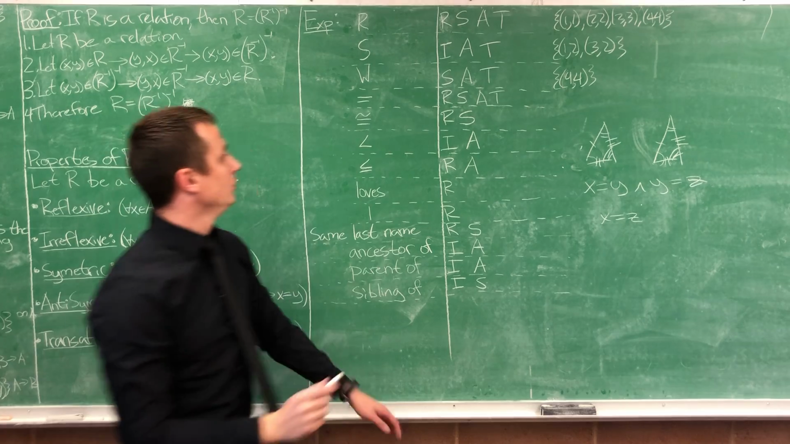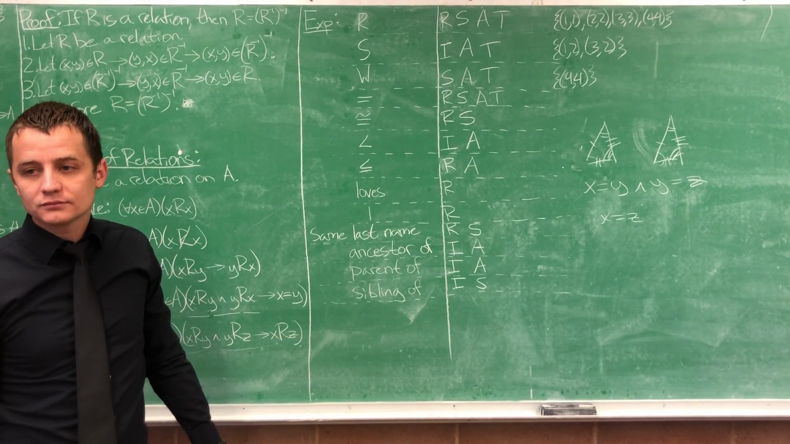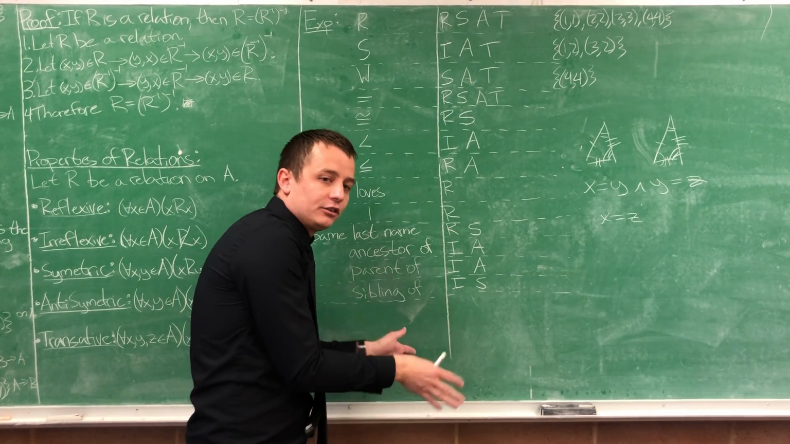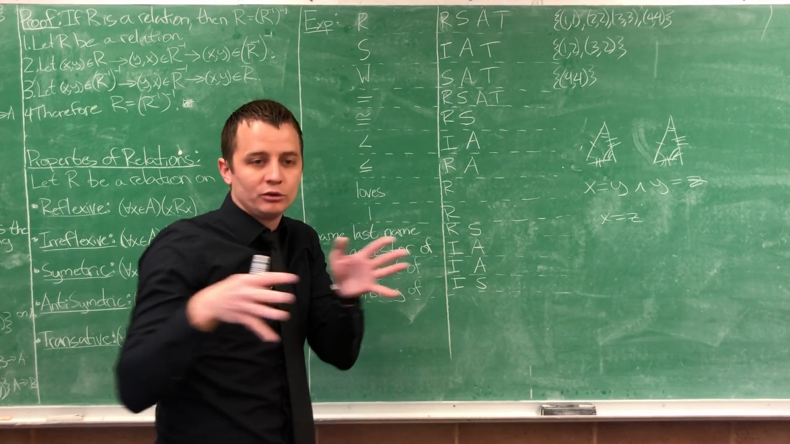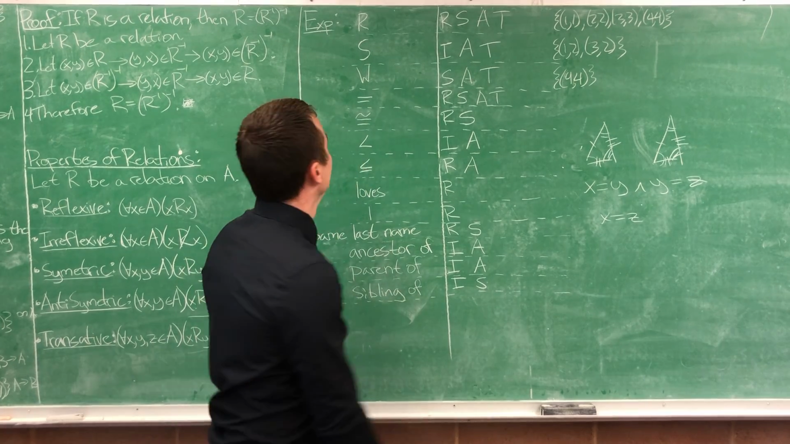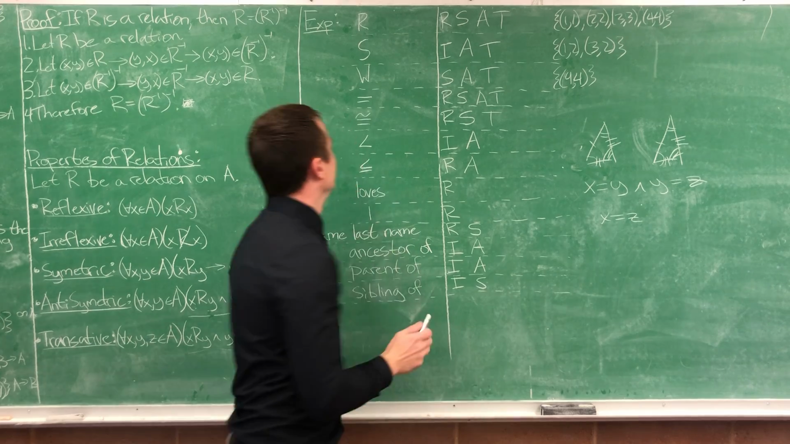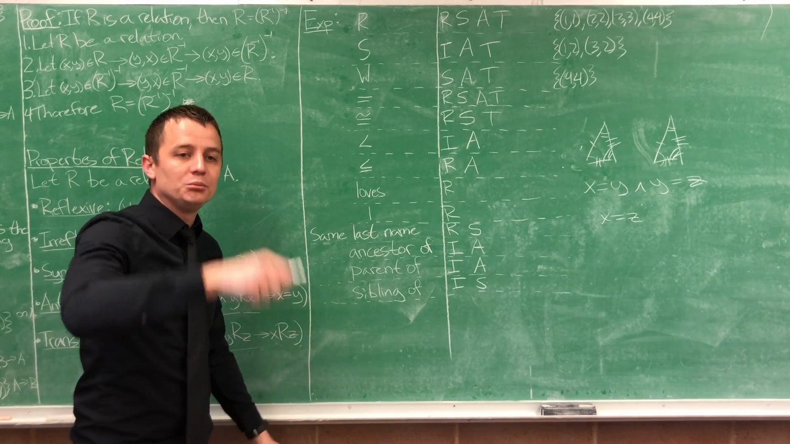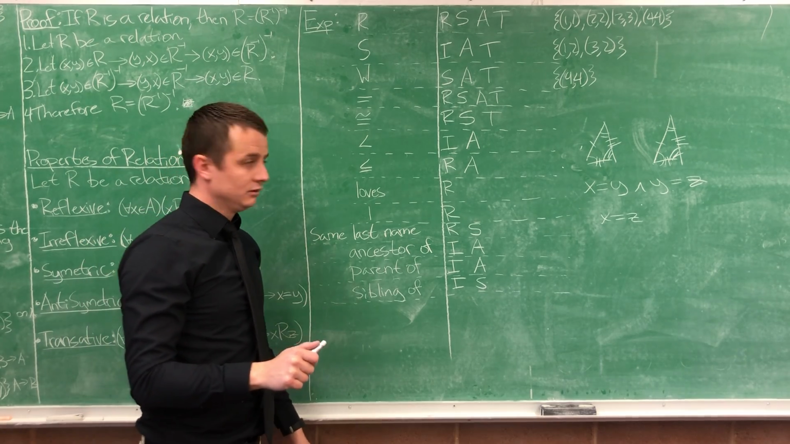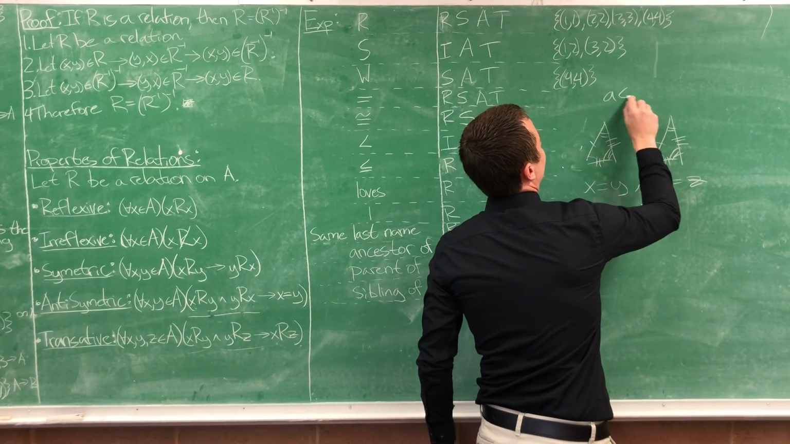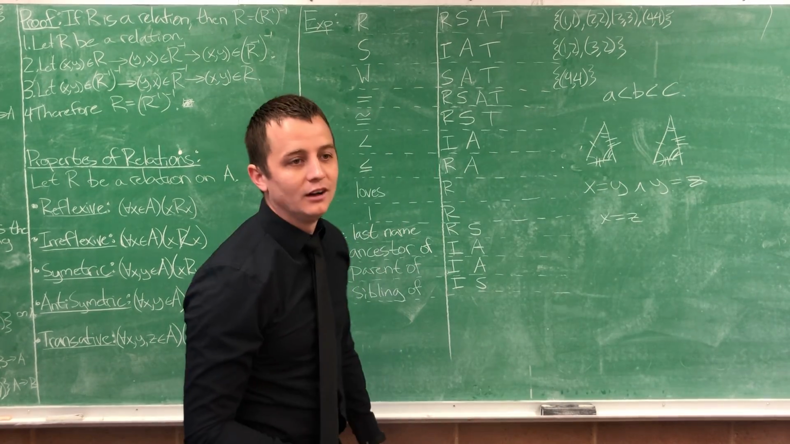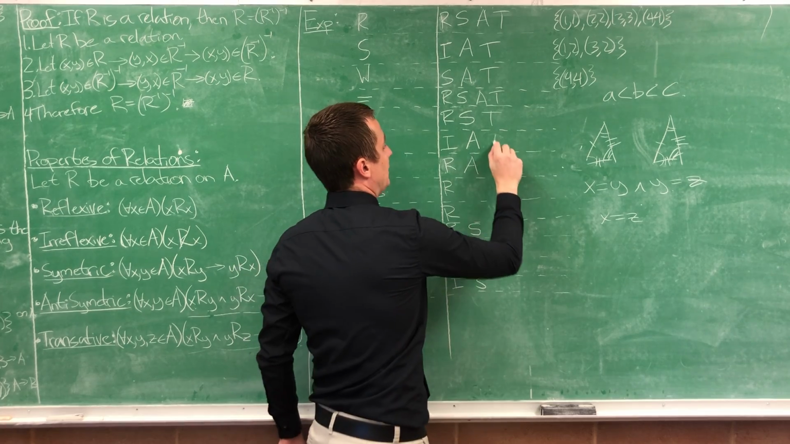Okay. What about congruent? If triangle A is congruent to triangle B, and triangle B is congruent to triangle C, is triangle A congruent to triangle C? Yes. Unequivocally. So this is transitive. Is less than transitive? If A is less than B and B is less than C, is A less than C? Yes. So this is transitive. What about less than or equal to?